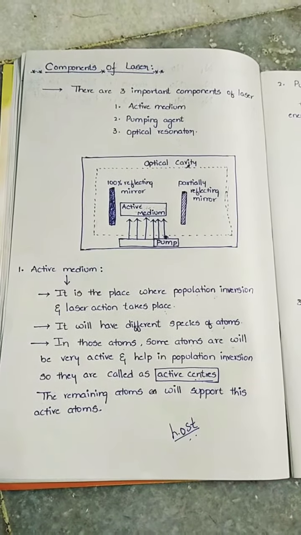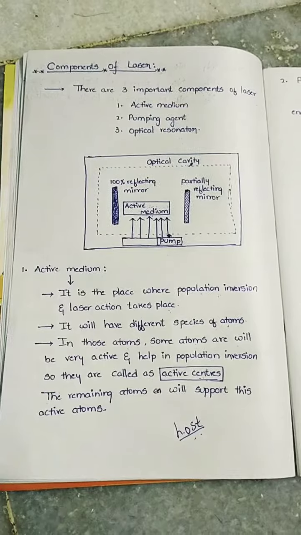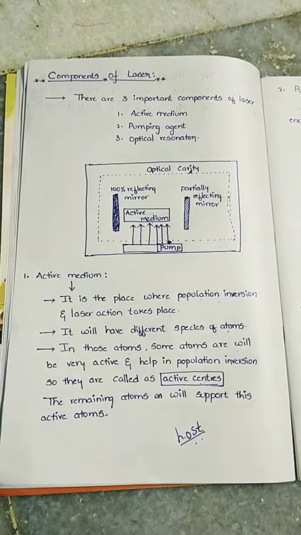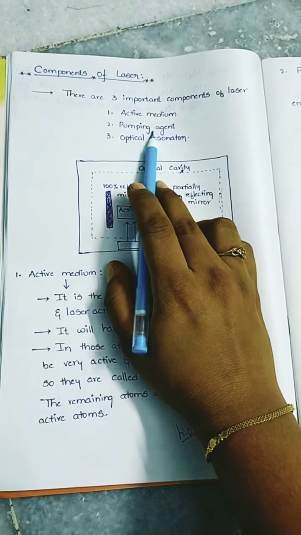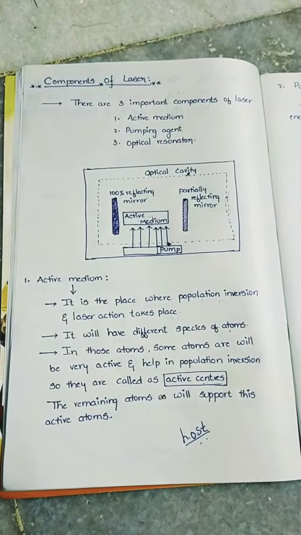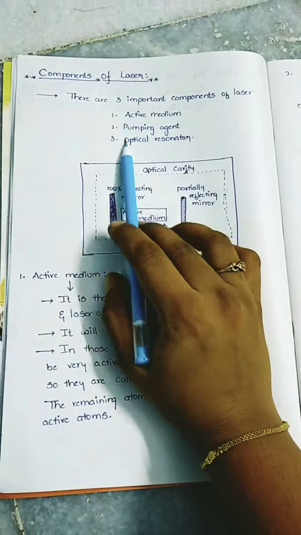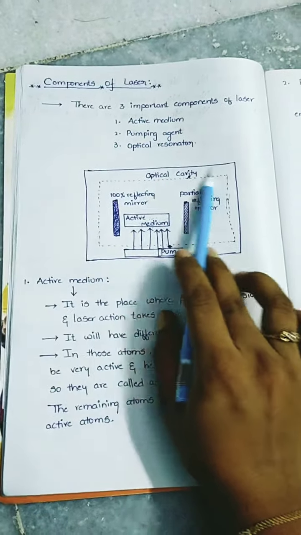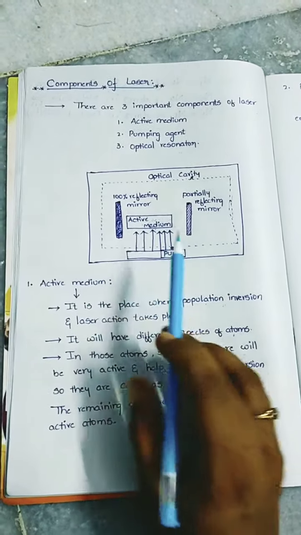Hello everyone. Today we are going to discuss the components of laser. There are three important components of laser: active medium, pumping agent, and optical resonator. All these three important components are put together into a diagram. Now have a look at this diagram.